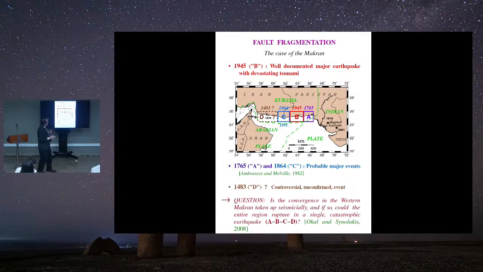Who knows? And the problem that we face, and I've worked with Iranian colleagues on that, is, could we have a rupture which would be ABCD, or even ABC would be bad enough, which would be bigger than the 1945, which is again a completely open question.